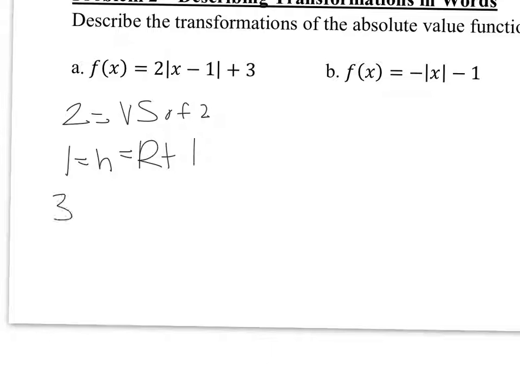And I see a 3. That's my k, and it's positive. So if it's positive, it's going to move up 3. So I have 3 different transformations.